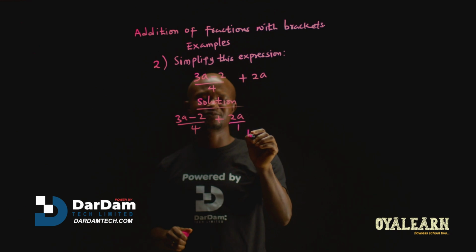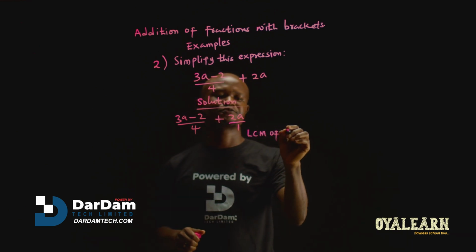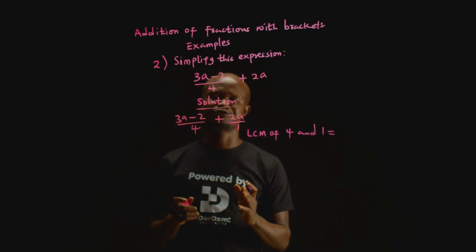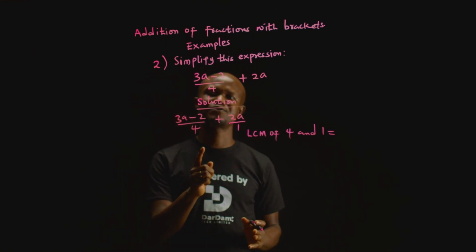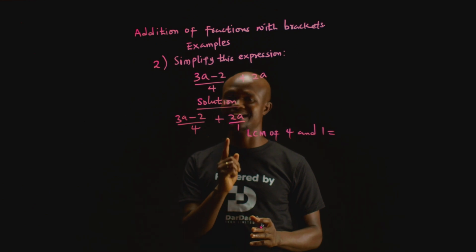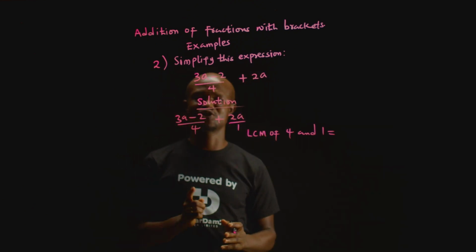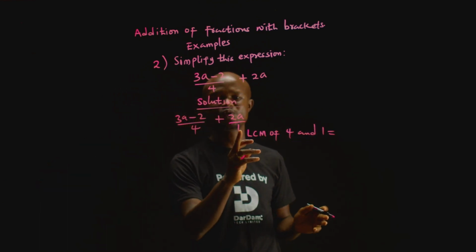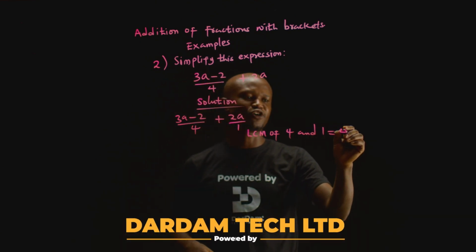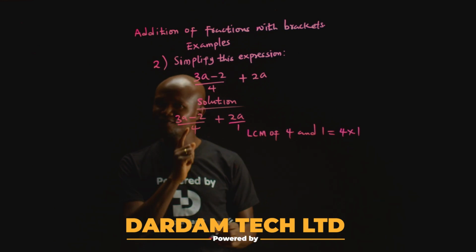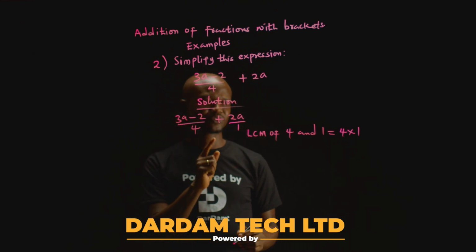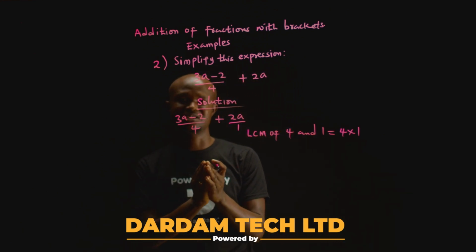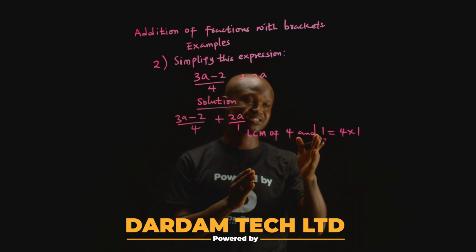So the LCM of 4 and 1. When you are looking for the LCM of numbers like this, once you have 1 as one of the numbers, and the other number is not 1, it means the LCM is just the product of the denominators. You can see we're having 1 here, we're having 4. So the LCM will just be 4 times 1, because one of the numbers is 1. So if one of the numbers is 1, just find the product of the two numbers to get the LCM.